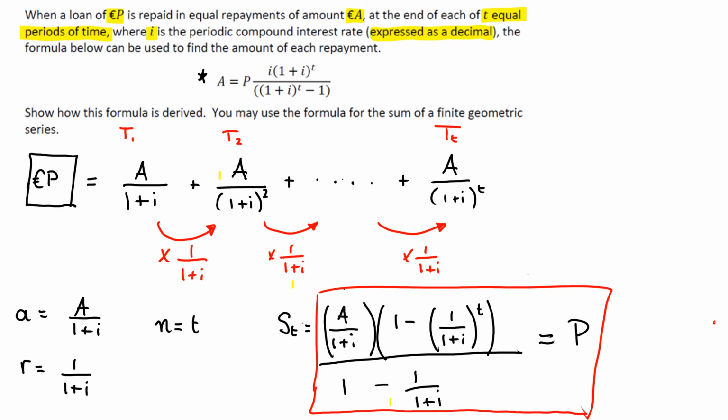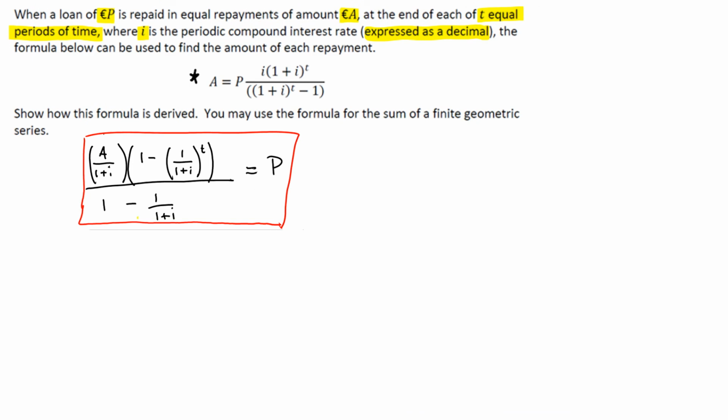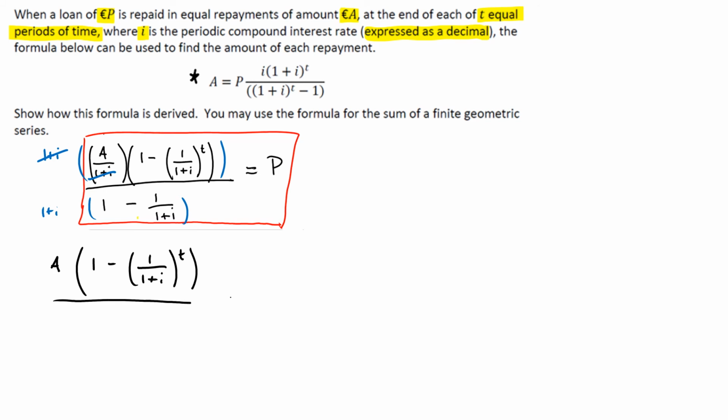So the first thing I'm going to do to try to tidy this up is I'm actually going to multiply the top by 1 plus i and the bottom by 1 plus i. So that's the whole bottom and the whole top. When we do that, these cancel and the bottom line will look a little bit different. So what we get on the top line is a bracket 1 minus 1 over 1 plus i to the power of t all over the 1 by 1 plus i gives me 1 plus i, and then it cancels with fraction minus 1.